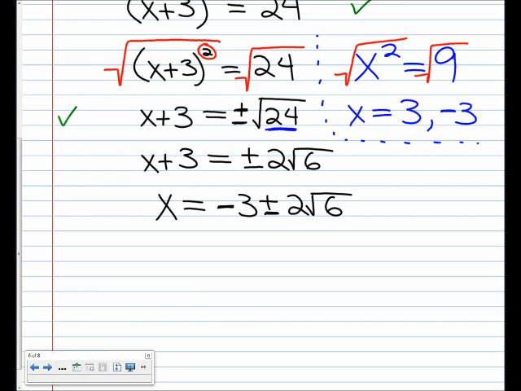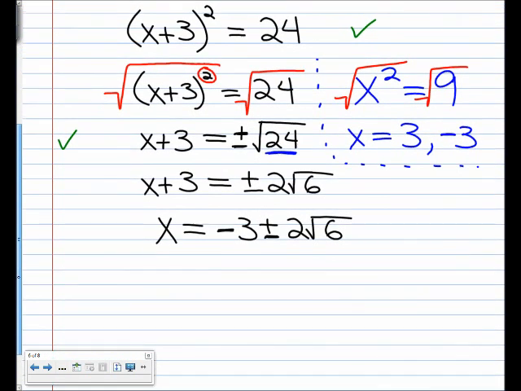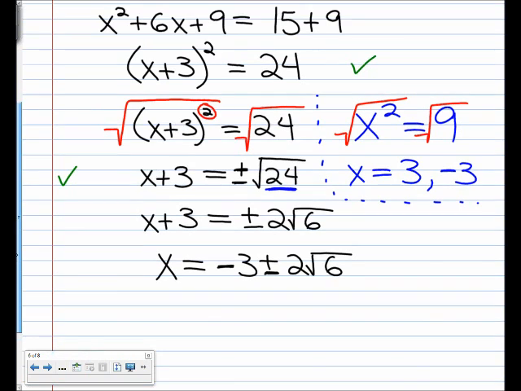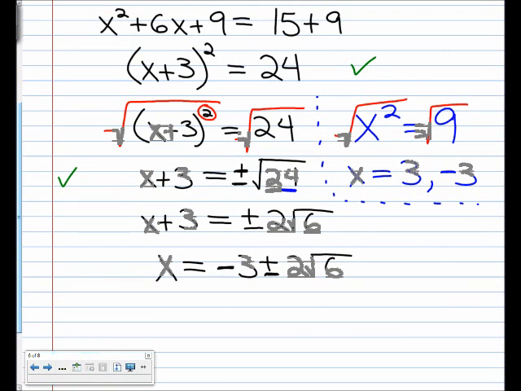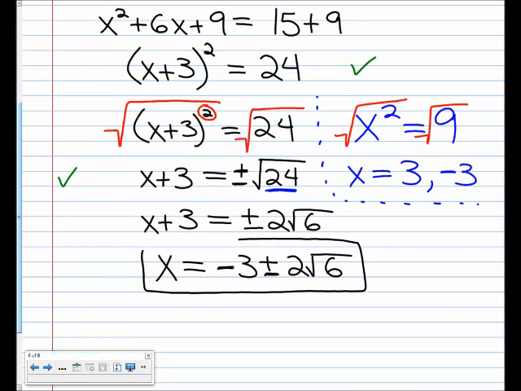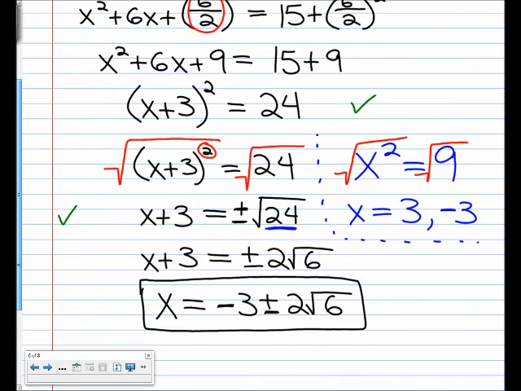Now again, because we have a radical of 6, that's going to give us a decimal. So your 2 answers here would be negative 3 plus 2 times the square root of 6, or negative 3 minus 2 times the square root of 6. So they're not perfect, nice numbers, but we can leave it like that. So this is what I'm looking for as the answer. Again, something brand new, never done this before, so just be patient and work hard with this.